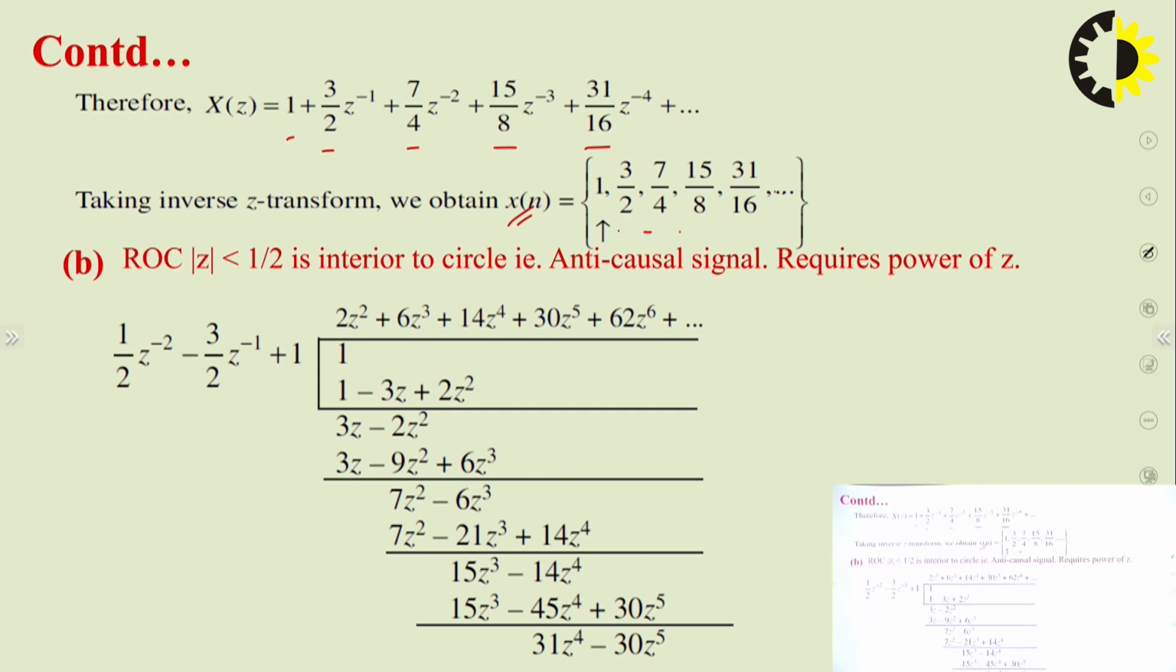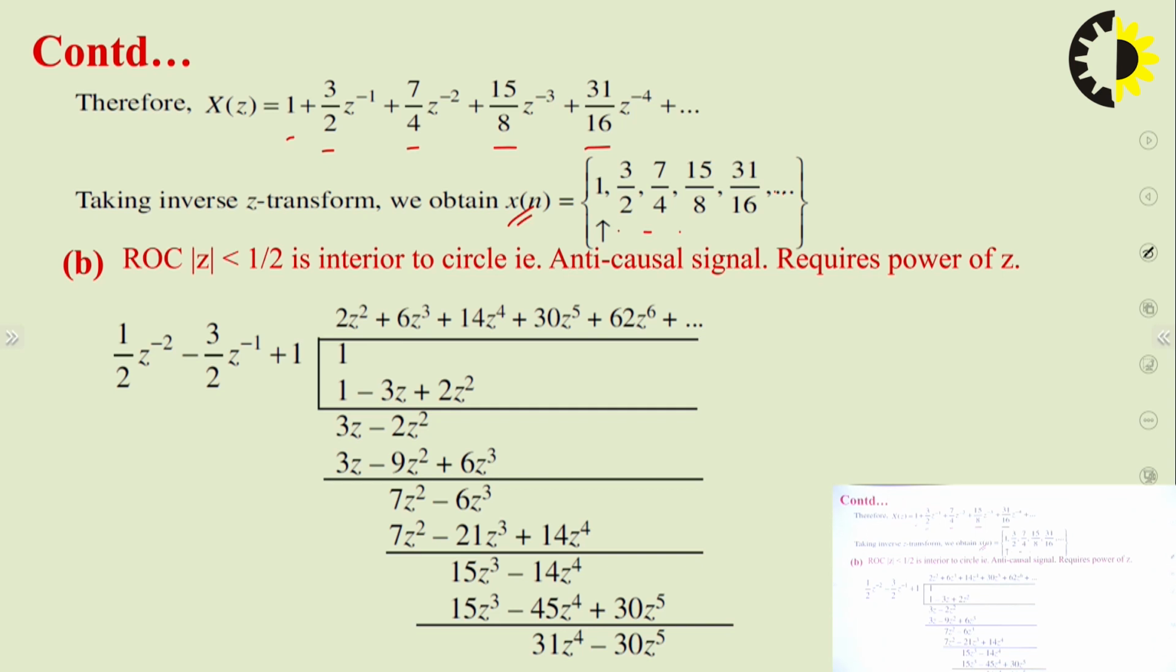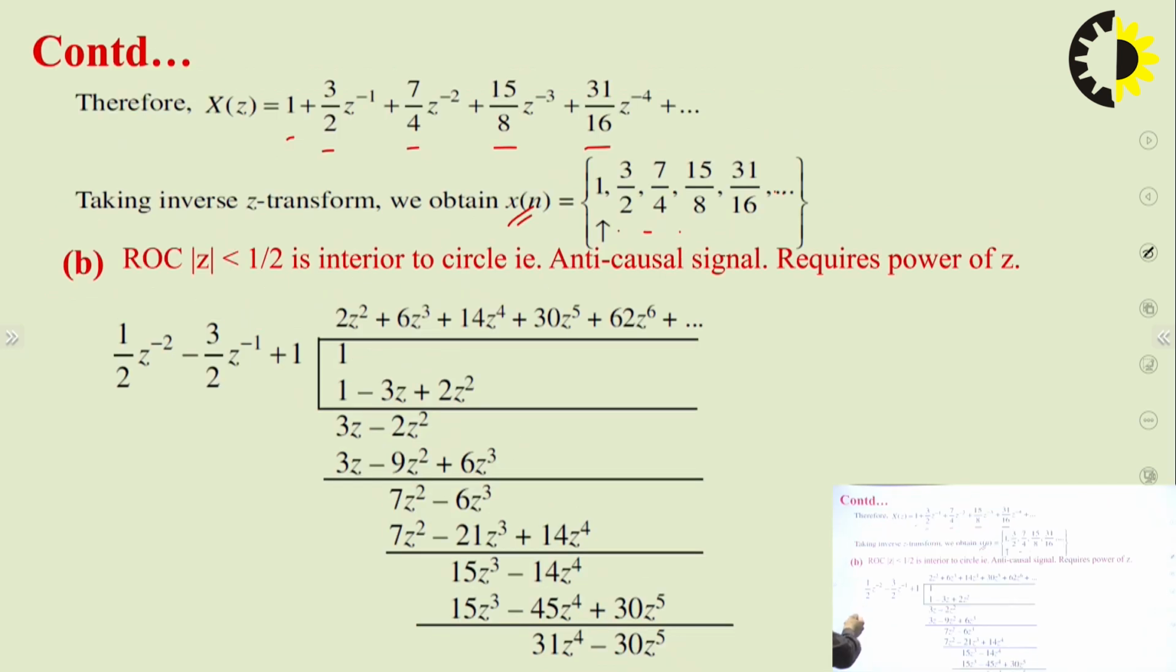Similarly, for this particular question, if the ROC is |z| less than 1 by 2, we are expecting a solution in which signals are anti-causal signals. So you are expecting positive powers of z. How will you get the positive powers of z? You will write the same terms, but you will write the negative powers first, and then you will divide in this direction.